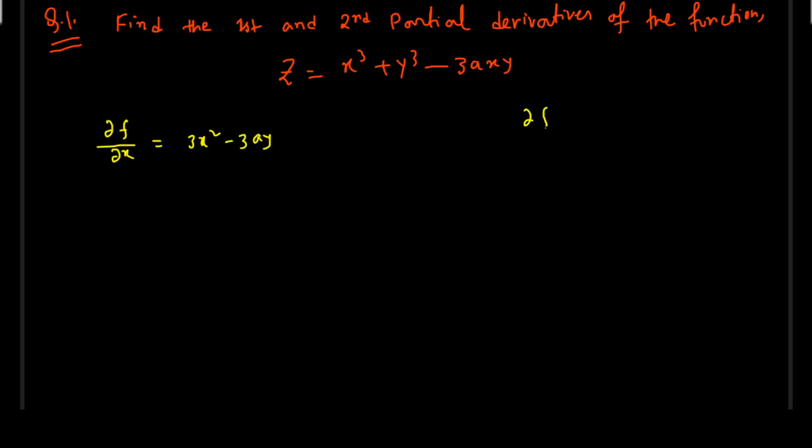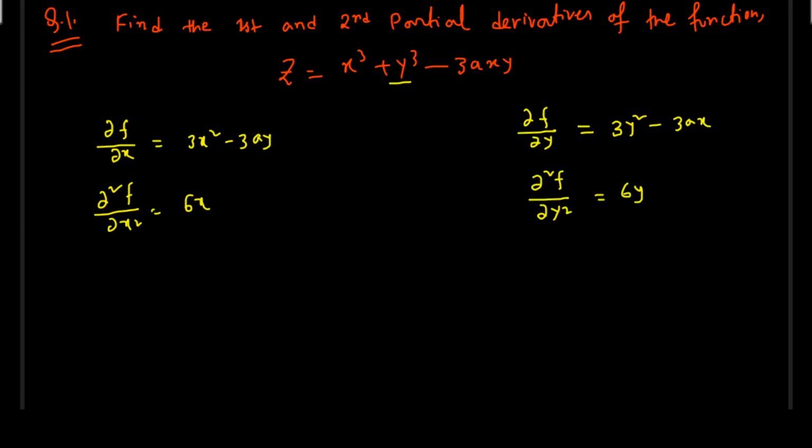Similarly, if we take del f del y, from the first term we get 3y square, and from the second term it will be 3ax. Now if we take the differentiation again with respect to x, we get del 2f del x2, which will be 6x, and the differentiation of the other term is 0 with respect to x. Similarly, del 2f del y2 will give 6y from the first term, and from the second term it will be 0.